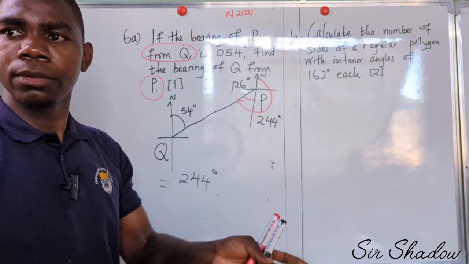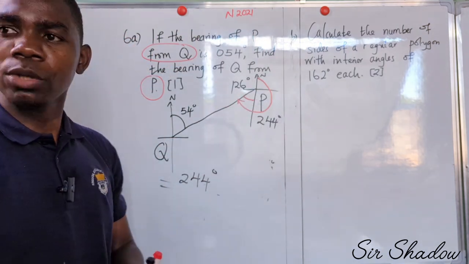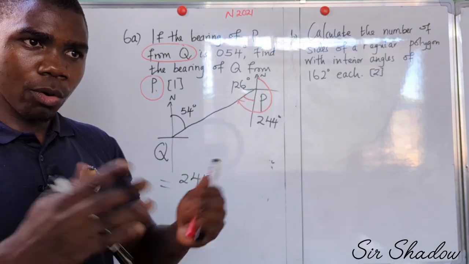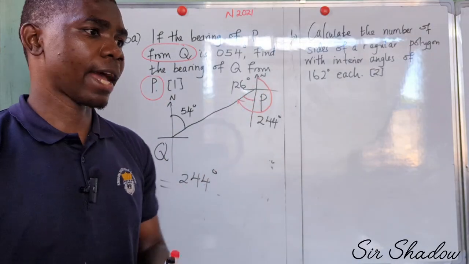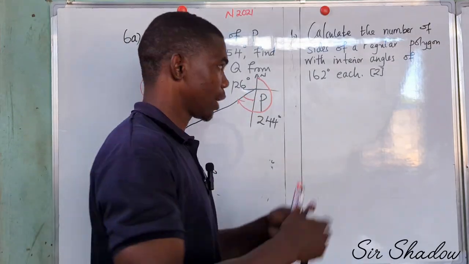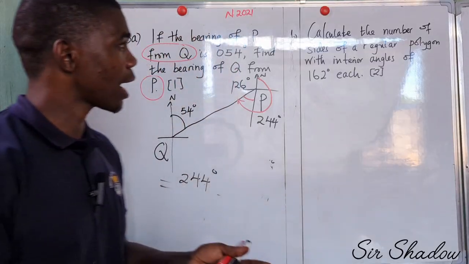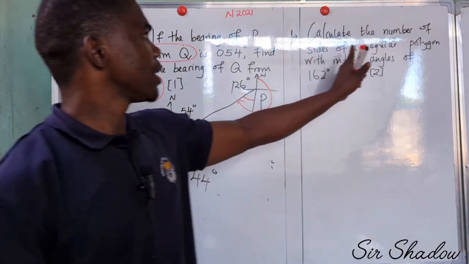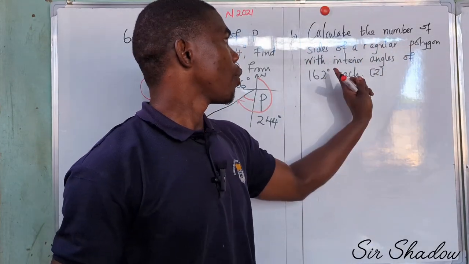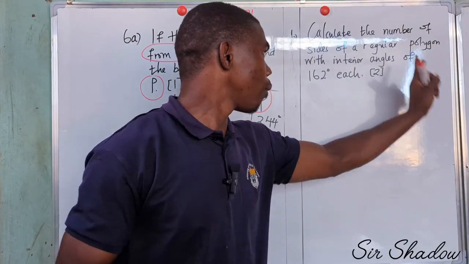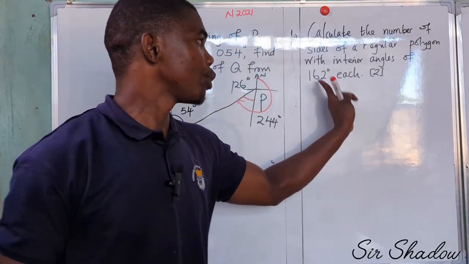Regular polygon, all sides are equal, all sides and all angles they are equal. That's the regular polygon, all sides and all angles are equal. So calculate the number of sides of a regular polygon with interior angles of 162 each.